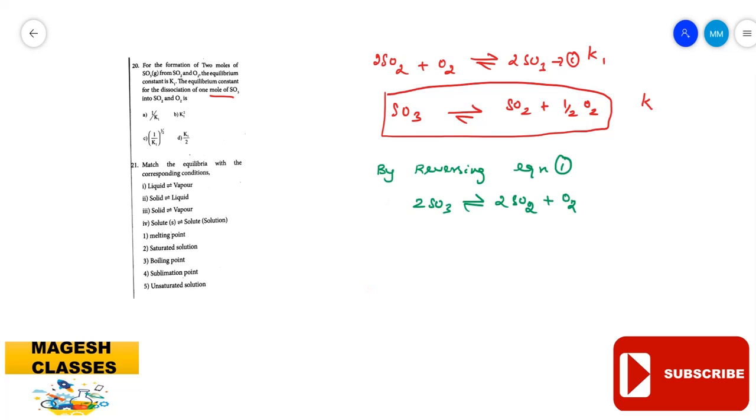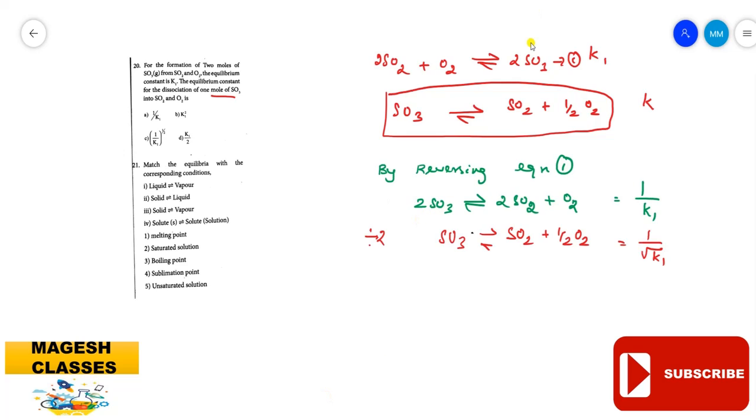By reversing equation 1, what do you get? It is 2SO3 gives 2SO2 plus O2, and the K is equal to 1 by K1. Okay. Then to obtain the dissociation of 1 mole, this equation is divided by 2. By dividing this equation by 2, you get the required equation, dissociation of 1 mole of SO3 to SO2 and oxygen. So divided by 2, the K1 value will be root of K1.